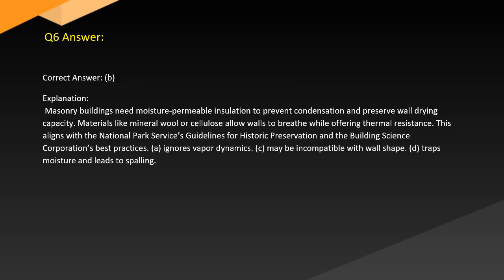Correct answer: B. Explanation: Masonry buildings need moisture-permeable insulation to prevent condensation and preserve wall drying capacity. Materials like mineral wool or cellulose allow walls to breathe while offering thermal resistance. This aligns with the National Park Service's guidelines for historic preservation and the Building Science Corporation's best practices.